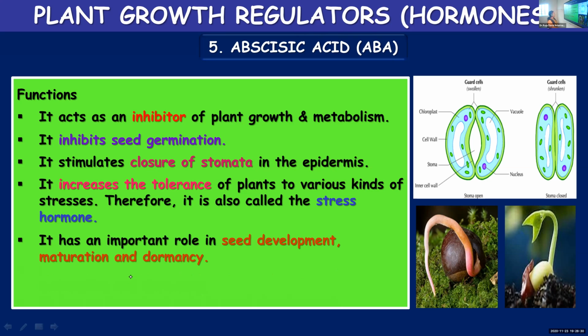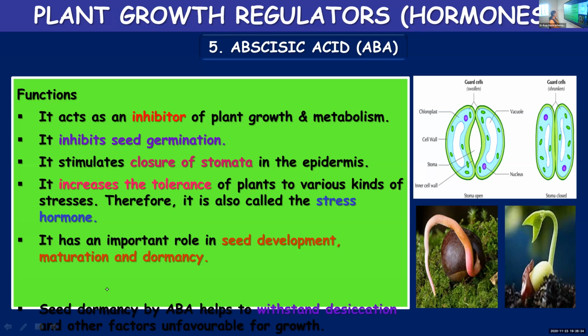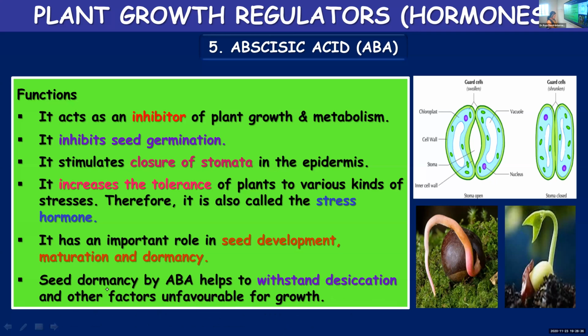It plays a very important role in the development of the seed, its maturation, and even seed dormancy. Seed dormancy by abscisic acid will help to withstand desiccation. So when under the influence of this hormone the seed is entering a dormant stage, it can withstand extreme dryness and other unfavorable conditions. And when the conditions return to normal, it can germinate.